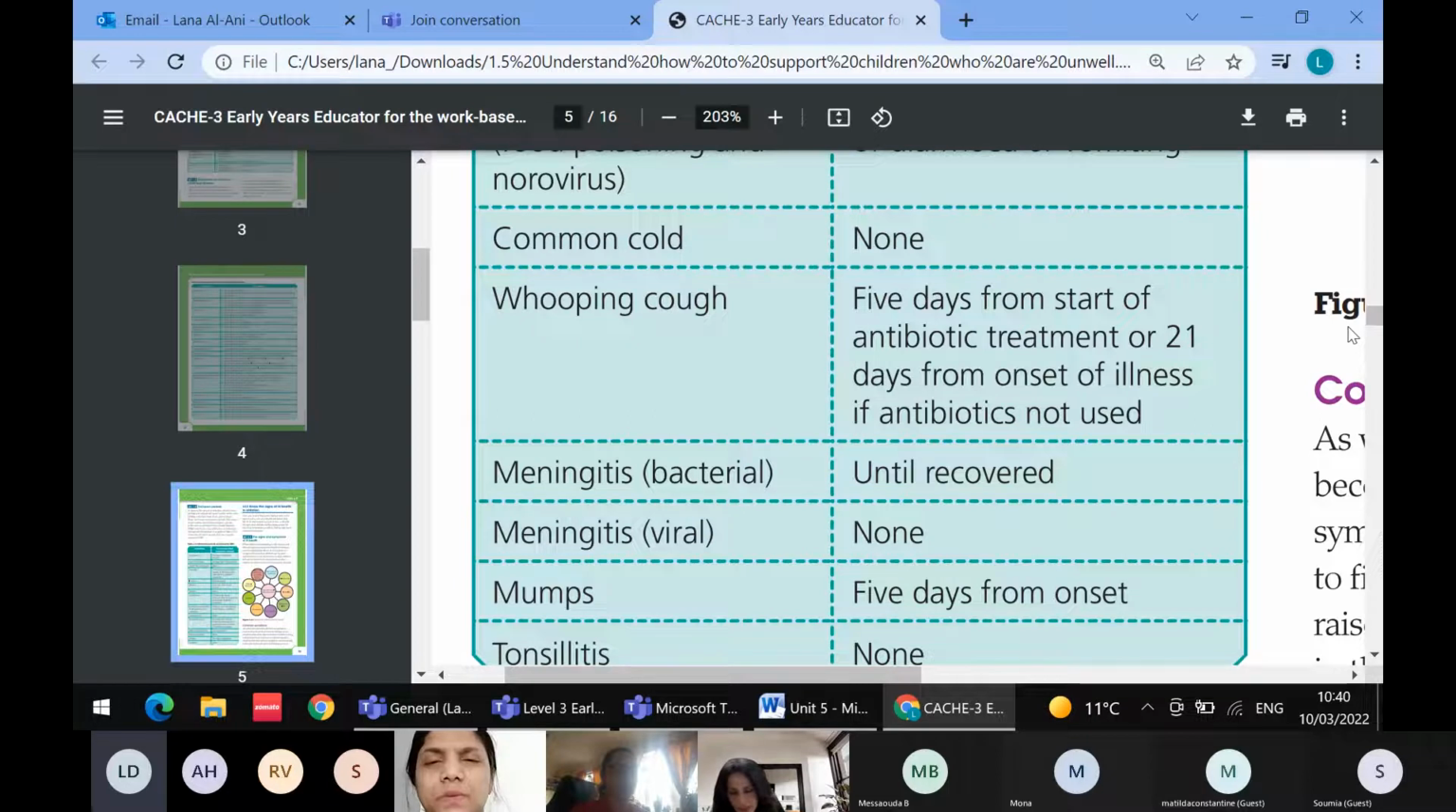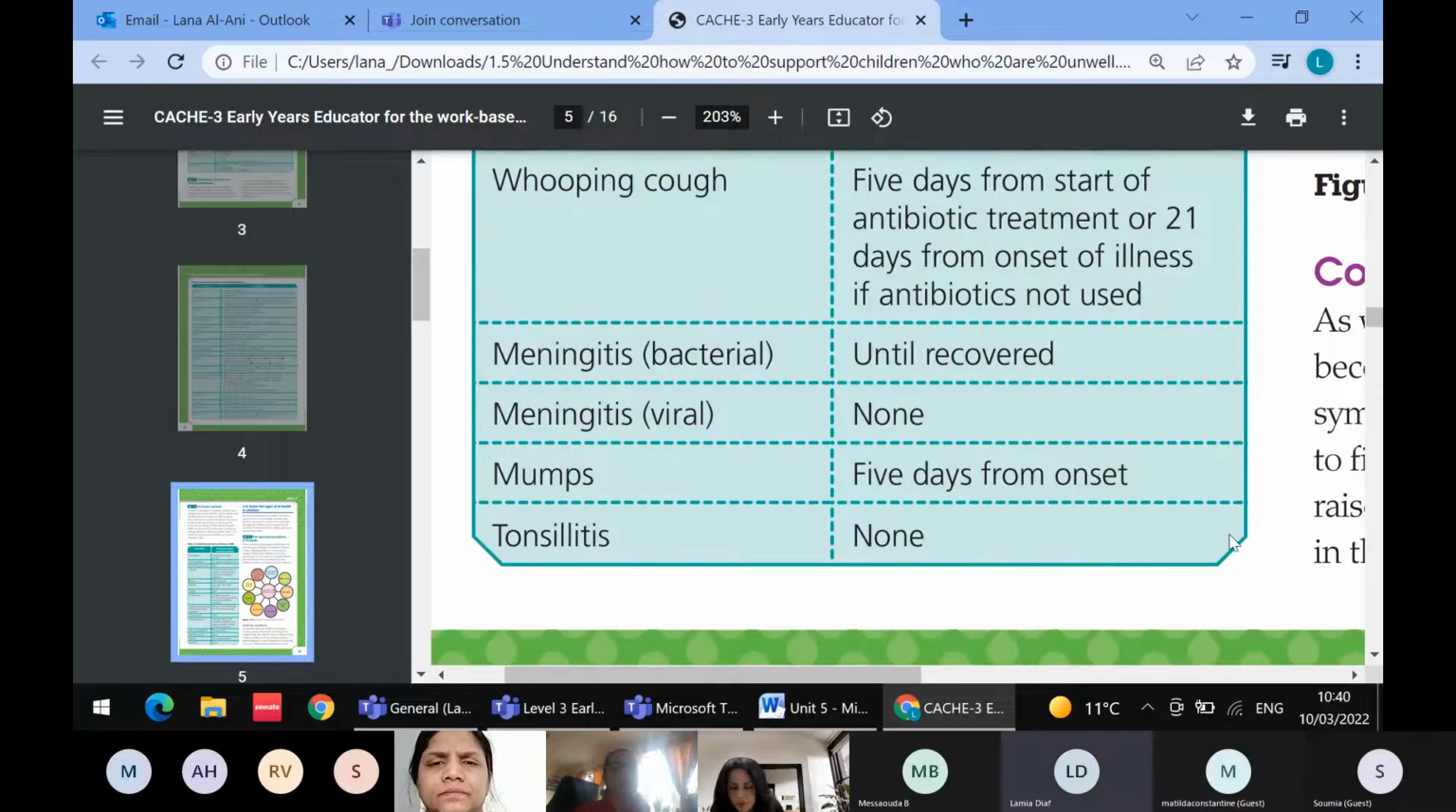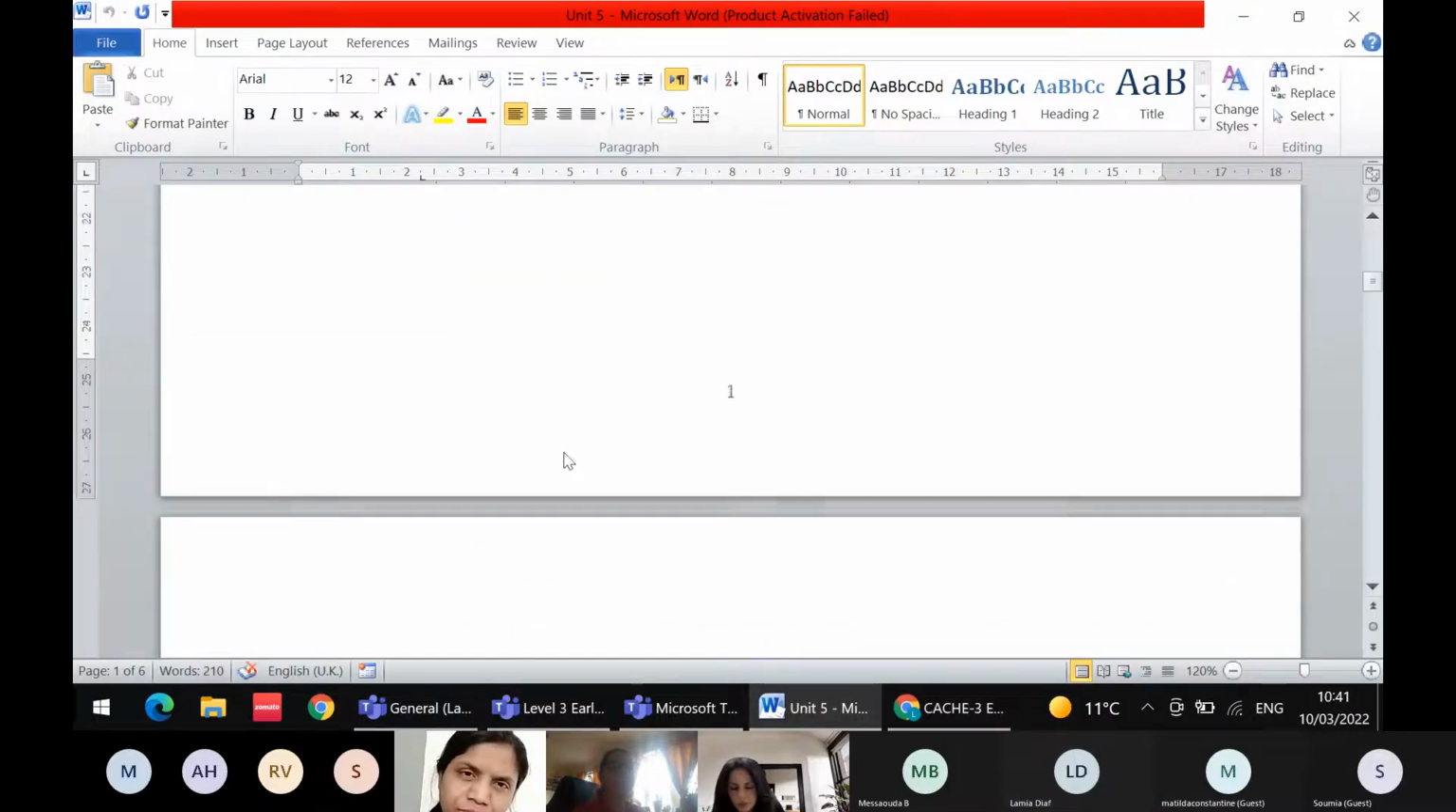How about meningitis, bacterial? Until they are fully recovered. Very good. And then meningitis viral? None. They can just carry on. How about we have 5 days, and tonsillitis, there is none. So this is to answer question 1.4.